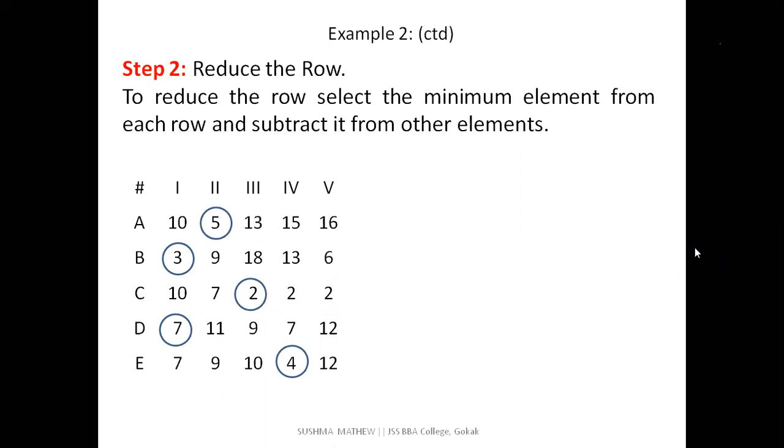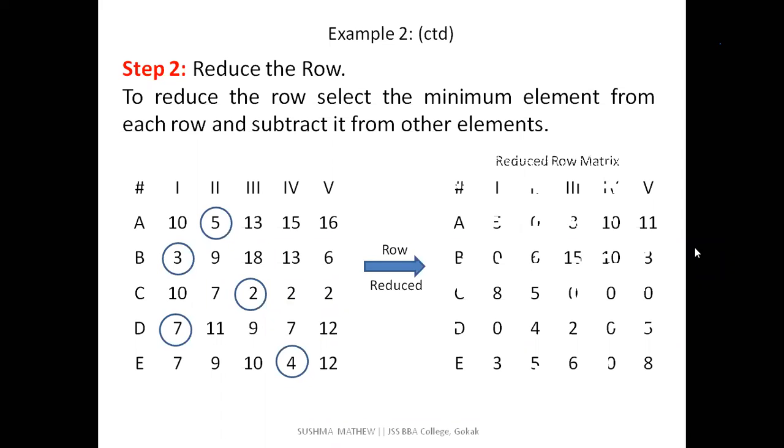Now in the first row, 5 is the least element, so I am deducting all my other elements by 5. So that is 10 minus 5 is 5, 5 minus 5 is 0, 13 minus 5 is 8, 15 minus 5 is 10, 16 minus 5 is 11. So this is how it is. If I select 3 as the minimum element in the second row, then what will be the answer? 3 minus 3 is 0, 9 minus 3 is 6, 18 minus 3 is 15, 13 minus 3 is 10, like this. You have to reduce the matrix row wise. Now this has been done. Step 2 is done.